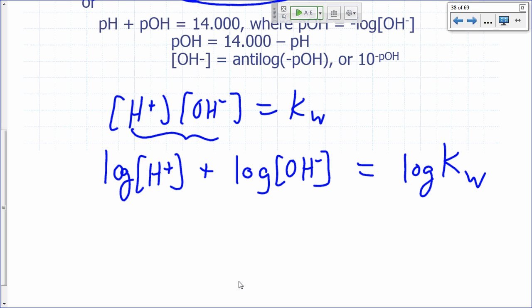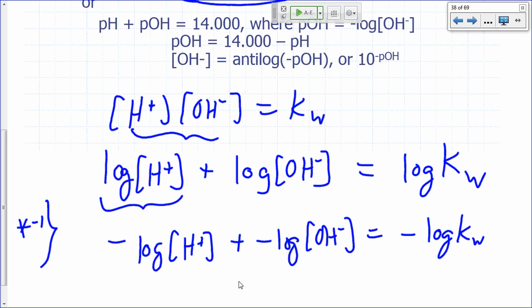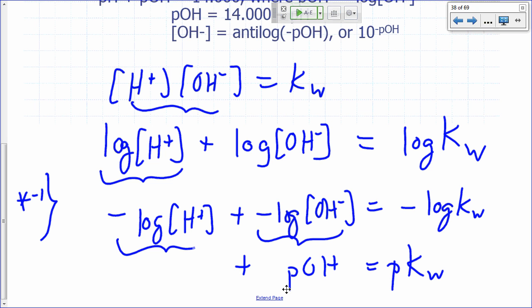Okay. If I were to take the negative of both sides, then this would be negative log of H plus plus negative log of hydroxide equals negative log of Kw. What did we say is our notation for the negative log of something? It's p something, right? So this is just pKw, and we call this pOH, and negative log of H plus is pH. So pH and pOH add up to 14. Because what's Kw?